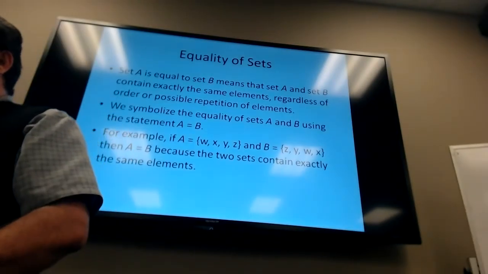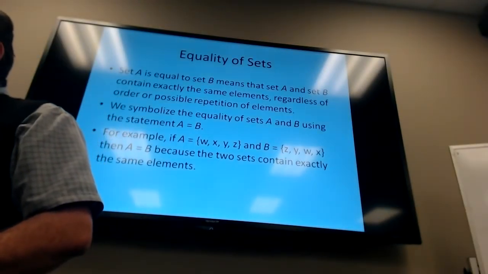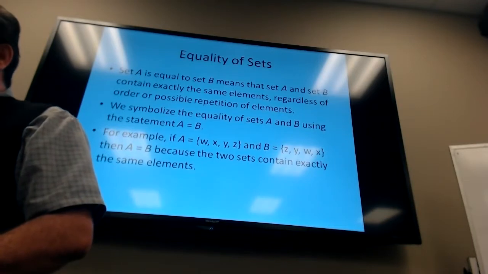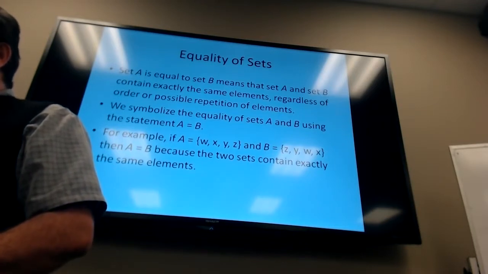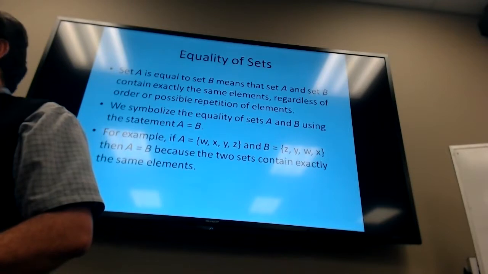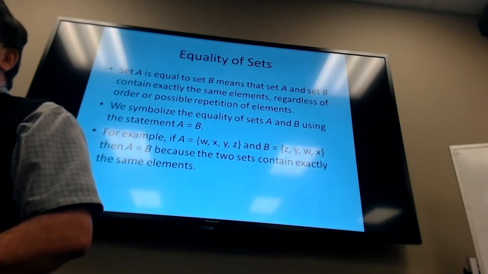Now, equality of sets. A set A and set B are equal if they contain exactly the same elements, regardless of order or even possible repetition of elements. We write set A is equal to set B using the statement. For example, you have a set A containing W, X, Y, Z, and set B containing Z, Y, W, X. You say these two are equal because they contain the same elements.